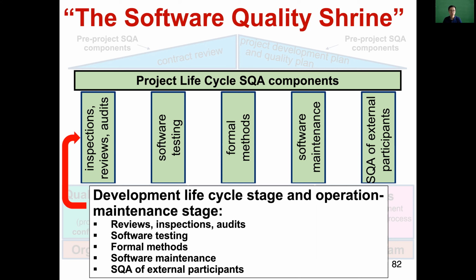Also, in this stage, there are other components, including software maintenance and SQA of external participants. We should do SQA for external participants because software systems usually depend on other external components. For example, we need to use some library from other software systems. So this is the second part of the software quality assurance architecture.